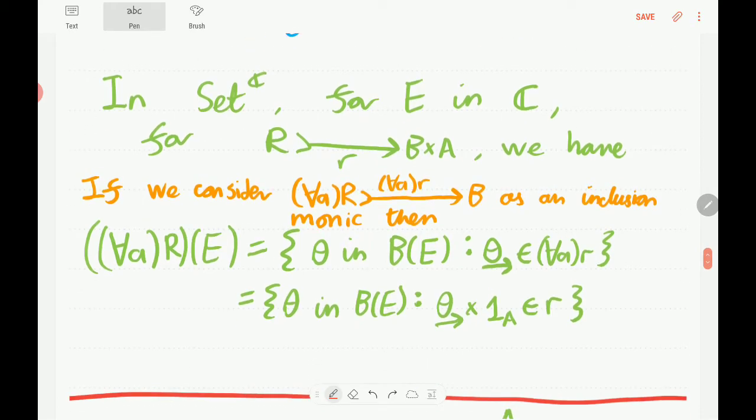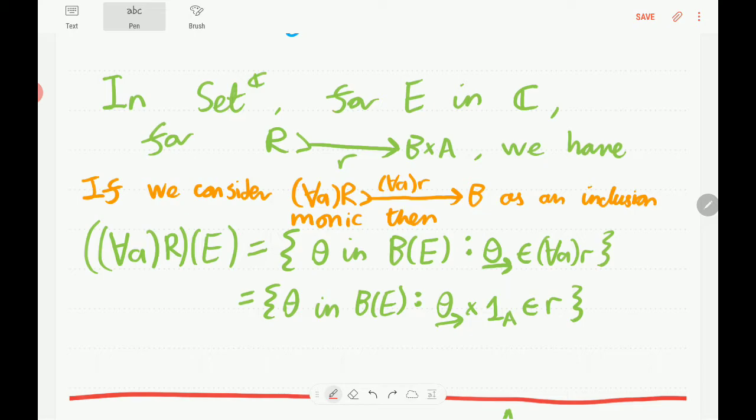or equivalently, according to this result, we can then write that as the set of all theta in B of E, such that theta under arrow times the identity of A is in little r. And that's nice because this is really the kind of thing that we can get a handle on. So we can manually check whether these different sorts of arrows corresponding to E-type elements are actually going to be in this subobject here.